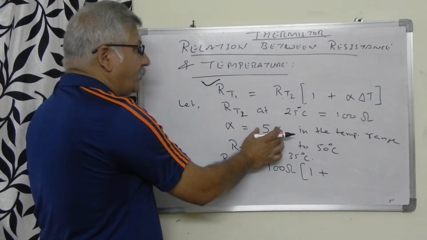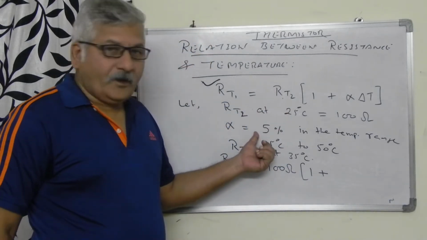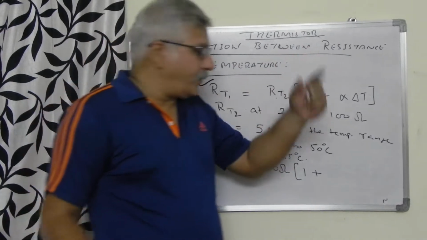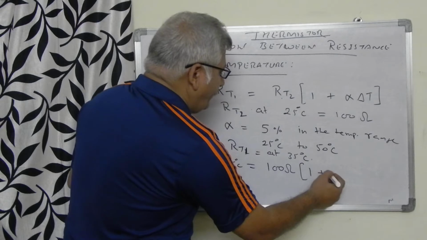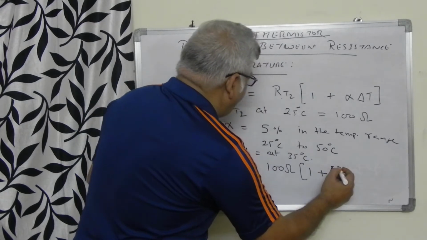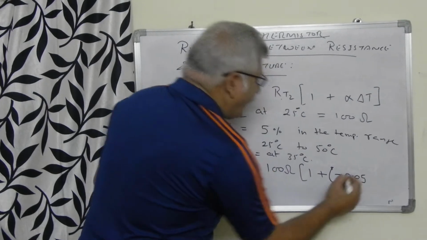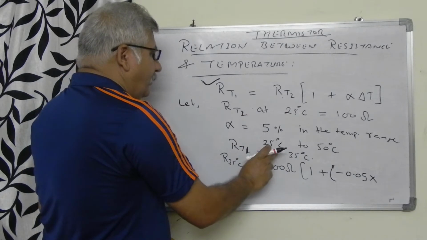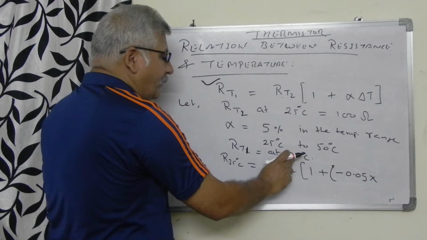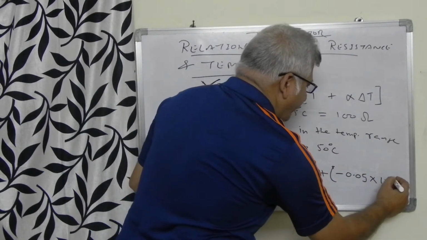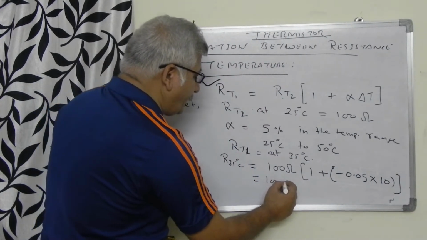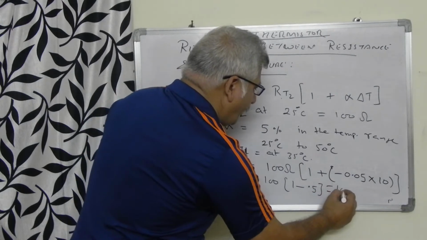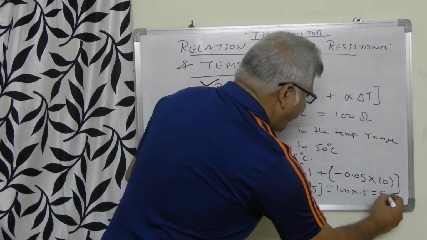Since we are talking about the thermistor, the alpha, which is a temperature coefficient, is negative, because resistance decreases with the rise of temperature. So I can use minus 5%, meaning 0.05, multiplied by delta T. Delta T is the difference between 25 degrees Celsius and 35 degrees Celsius, so 35 minus 25 is 10. So this is 100 times (1 minus 0.5), which is 100 into 0.5, so 50 ohm.